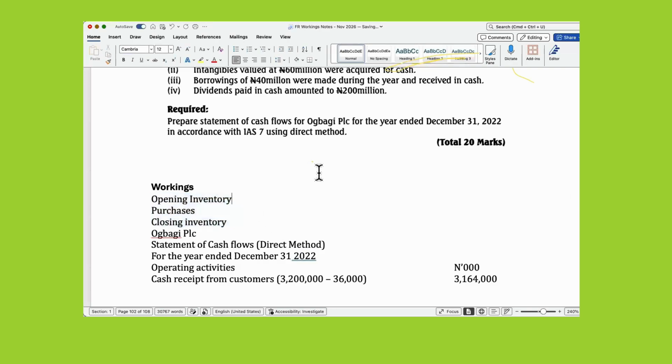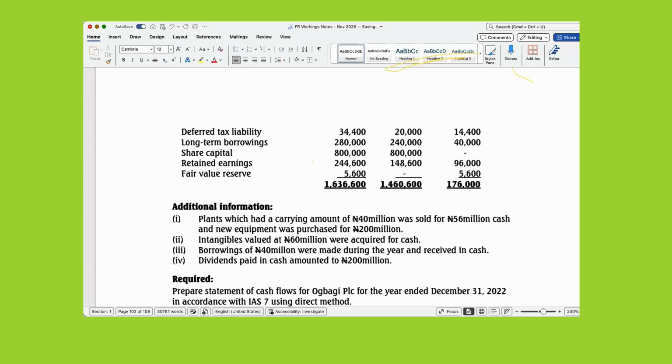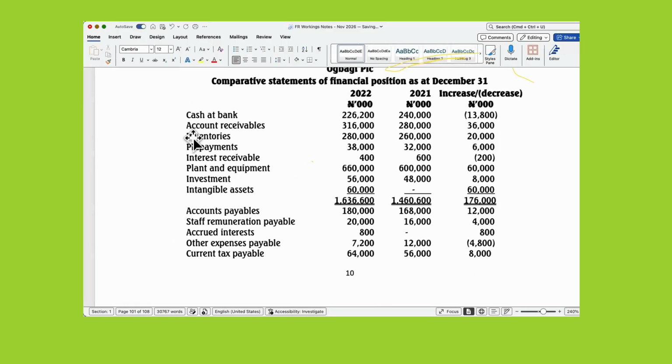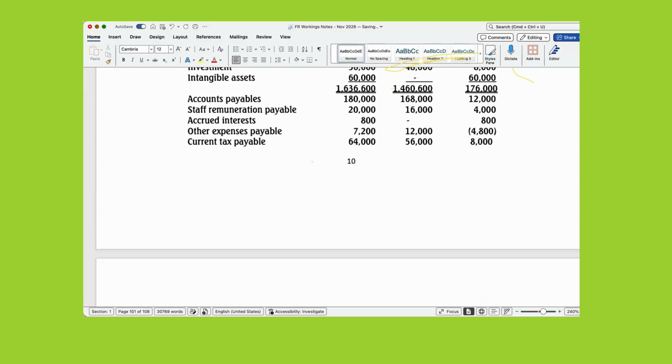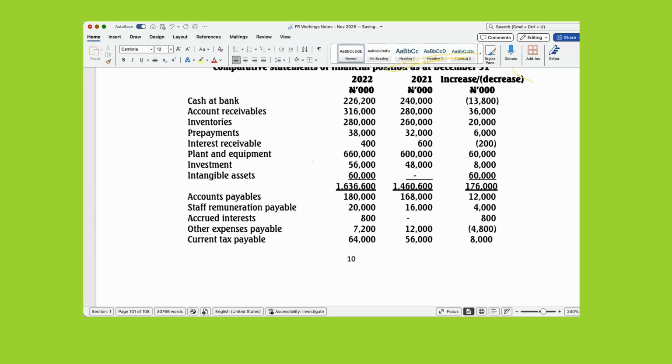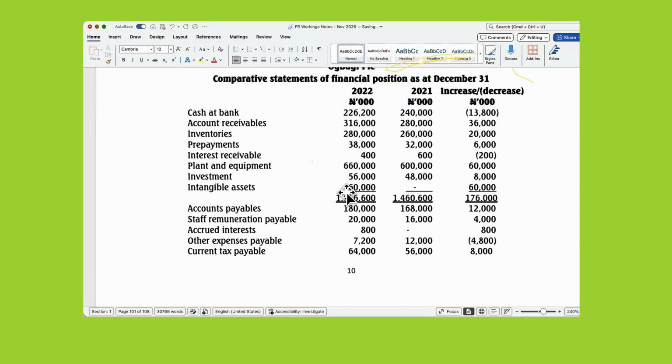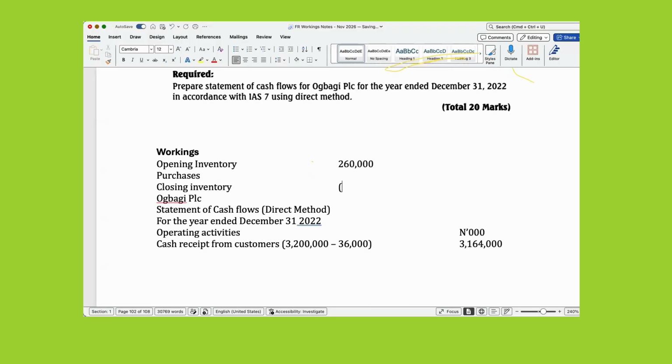Okay, so opening inventory. How much is my opening inventory? In my summary of financial position, I can easily get my opening inventory, which is 260,000. That's the inventory of 2021. My purchases, I don't have it, so let me not stress myself. My closing inventory, that's the inventory of 2022, which is 280,000.